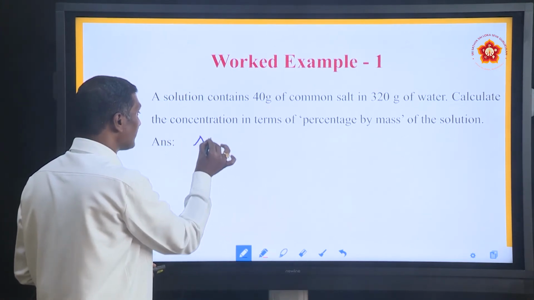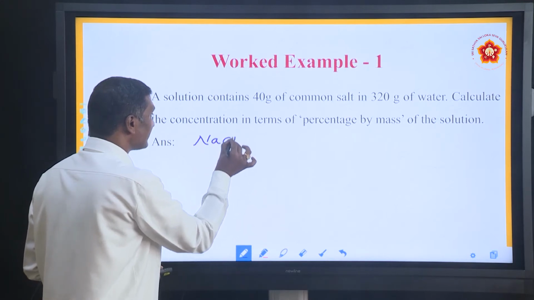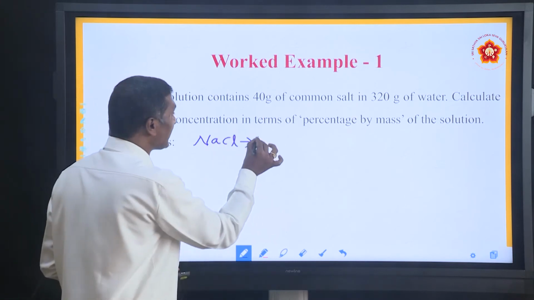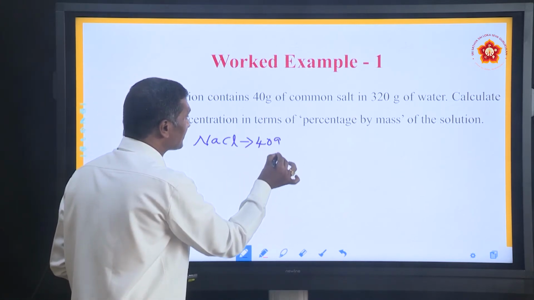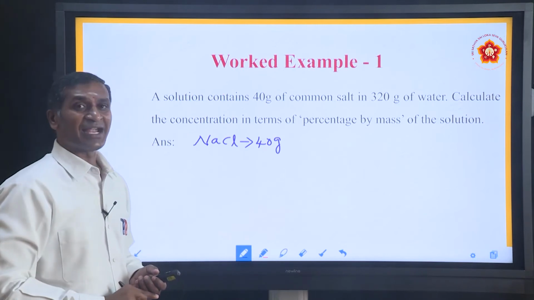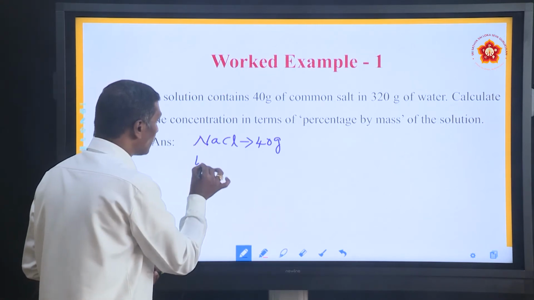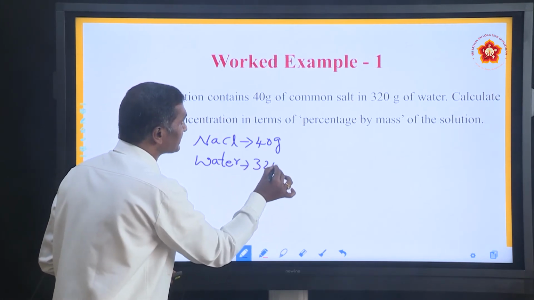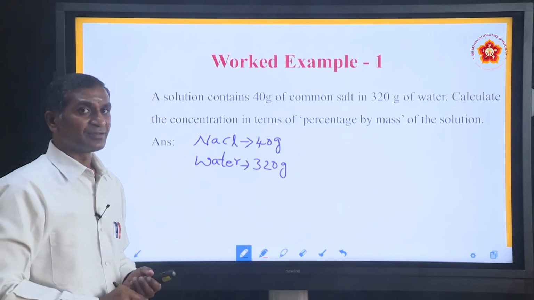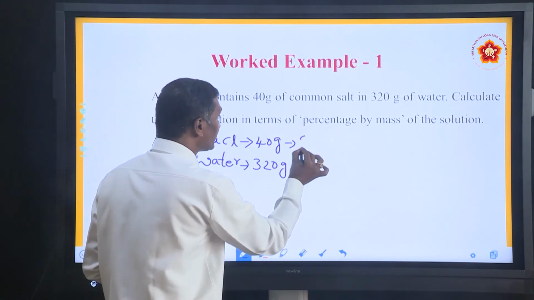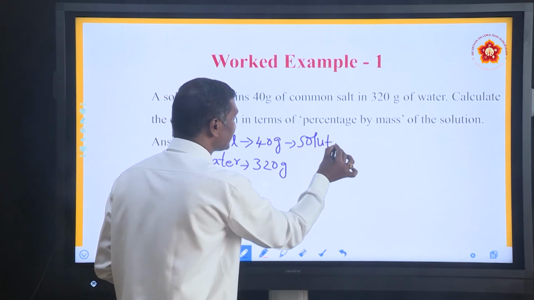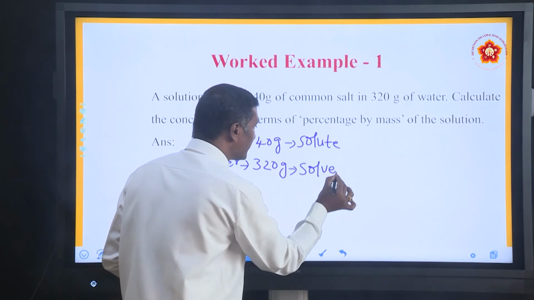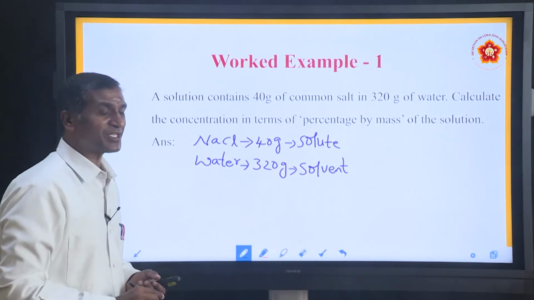common salt. What is the formula for common salt? Very good. It is NaCl, sodium chloride. So, how many grams? It is 40 grams. It is added to what? Water. How many grams of water is taken? Water is 320 grams. So, sodium chloride will be what? Solute. It is very less in quantity, whereas water is more, so it is the solvent. And they told us a solution is formed.